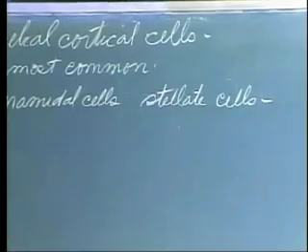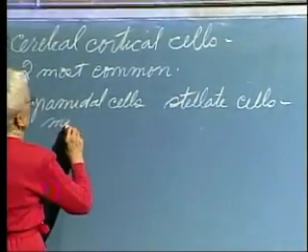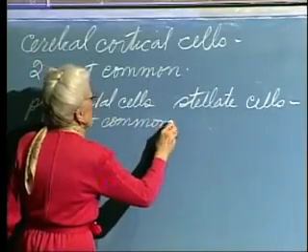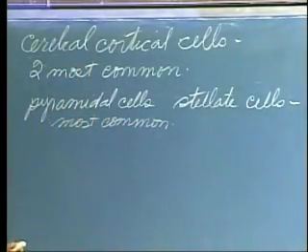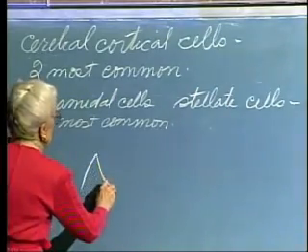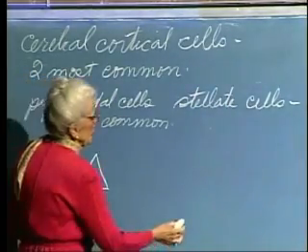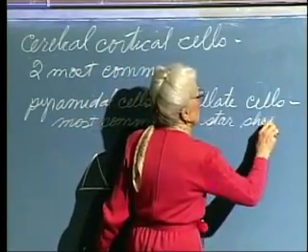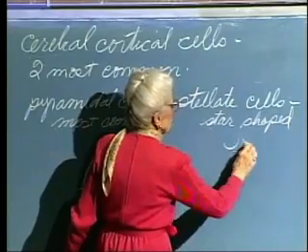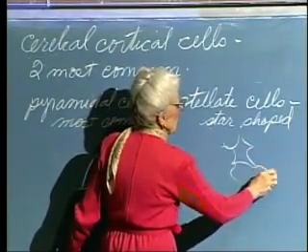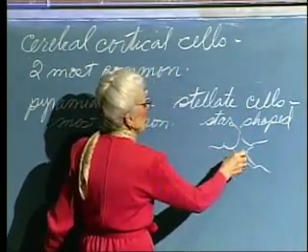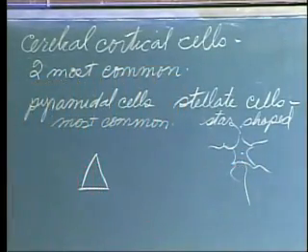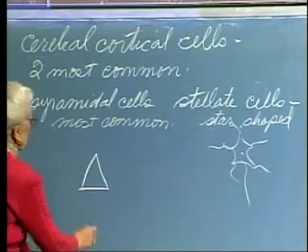The pyramidal are the most common, and as the name implies, they're pyramid-shaped. And the stellate, as the name implies, they're star-shaped. When you get pictures of them from the slides, they don't always have a whole cell. You get parts, but roughly looking something like that with a short axon. The pyramidal cell has a long axon.